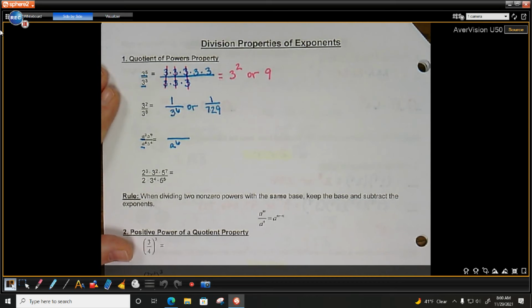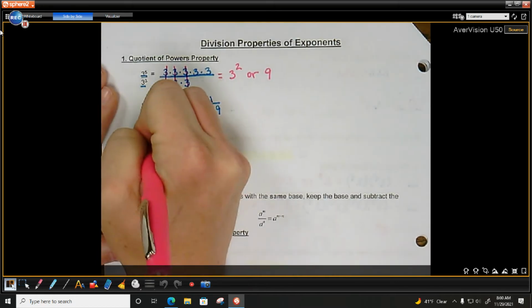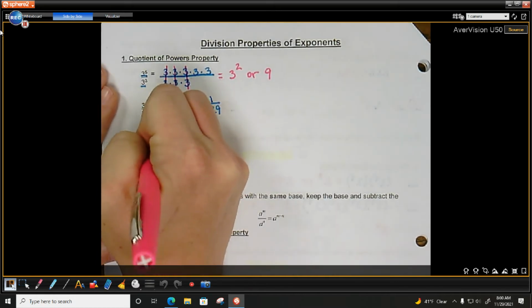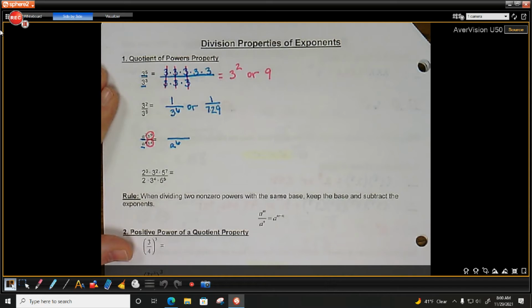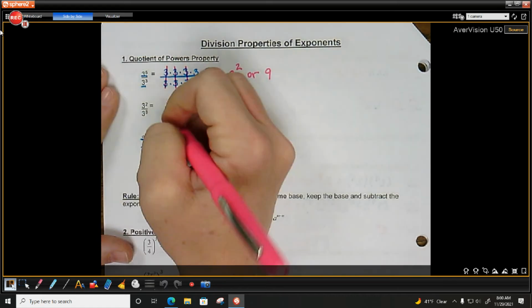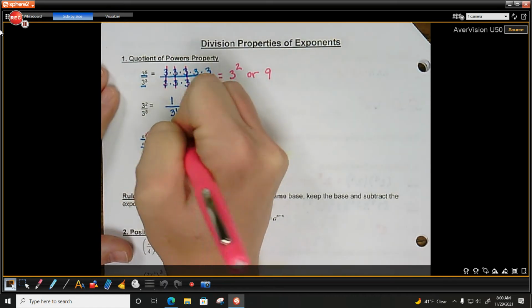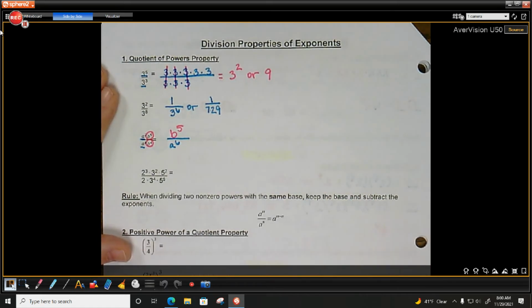Don't put a 1 in the numerator yet because there might be a base that stays in the numerator. We don't know yet. So now let's look at our b's. I have b's on top and b's on bottom. Are there more b's on top or bottom? By how much? 9 minus 4 is 5. So b to the 5th goes on top. Good?